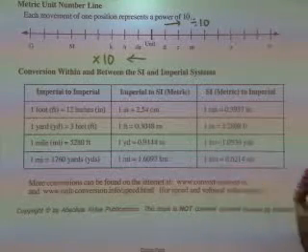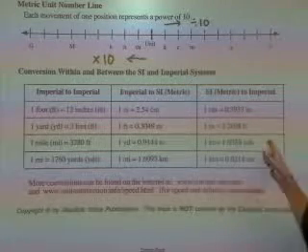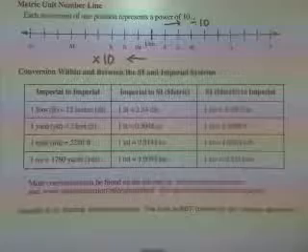So I can round some of these if I was doing some quick estimations in my head, but if I wanted precise calculations, I would have to use these conversions.